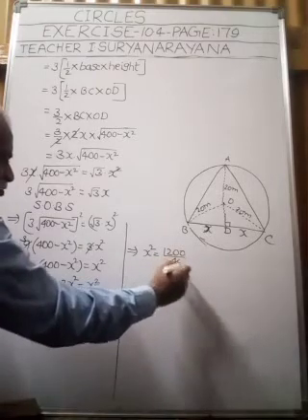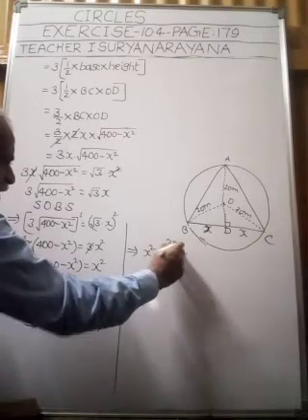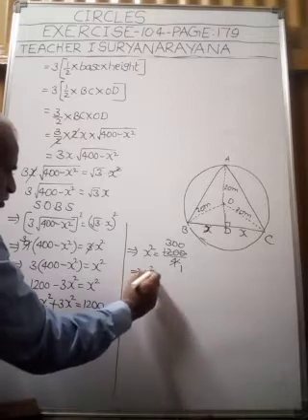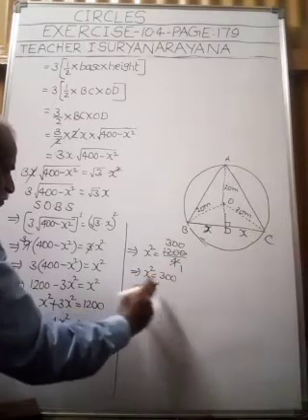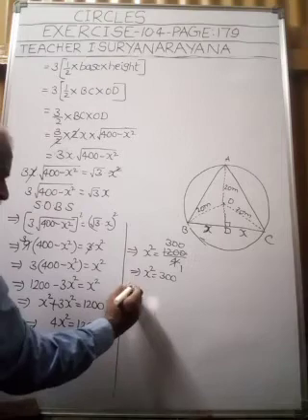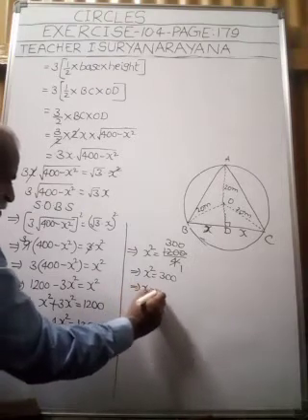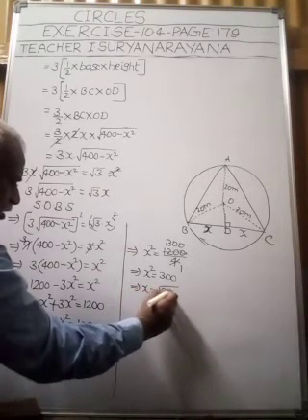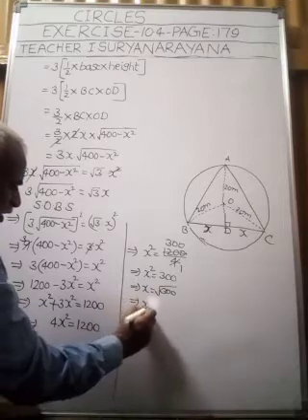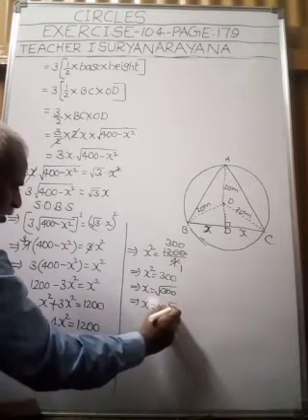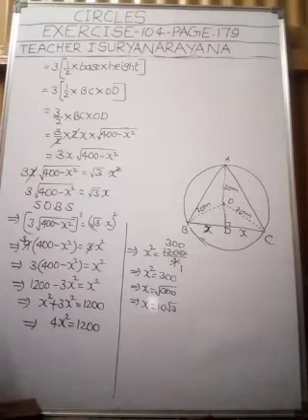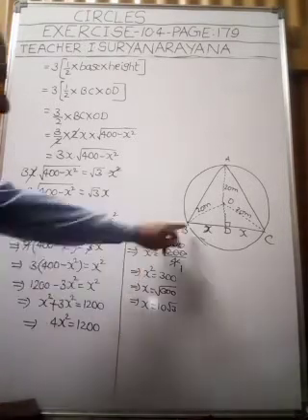Okay, my children, understood this step? 4 300 times. So, x square is equal to 300. Okay, my children, understood this step? This implies x is equal to square root of 300. What is the square root of 300? 10 root 3. Yes or no, my children? This is the value of x.